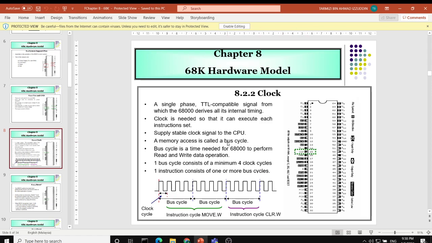A memory access is called a bus cycle. You will see later on that whenever you are writing to the data or address bus, there's a certain timing that is required for data to be transferred over the bus, and that is what we call a bus cycle. It is the time needed for the 68K to perform read and write data operations on the buses. Okay, one bus cycle consists of a minimum of 4 clock cycles. One instruction consists of 1 or more bus cycles. So that is regarding the clock.